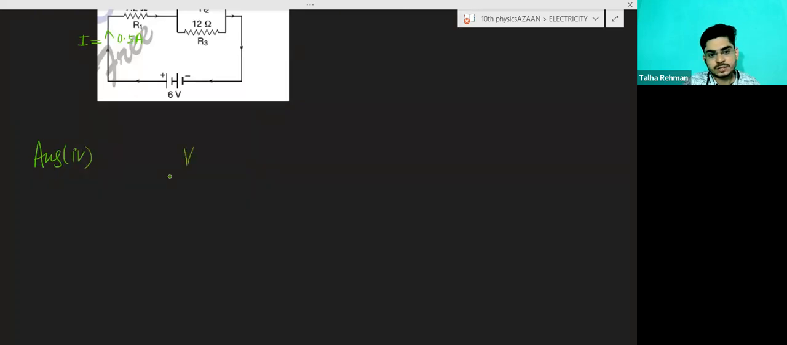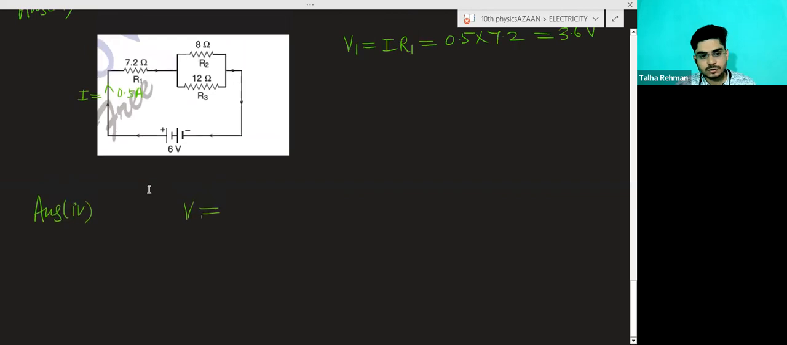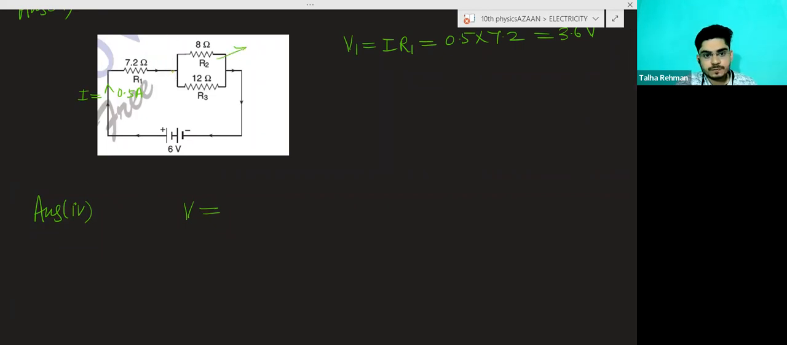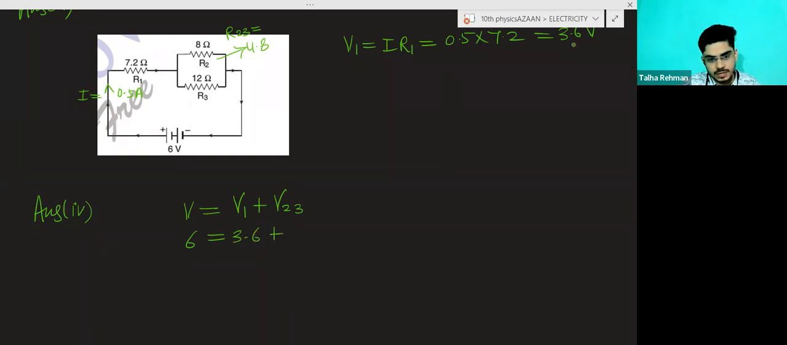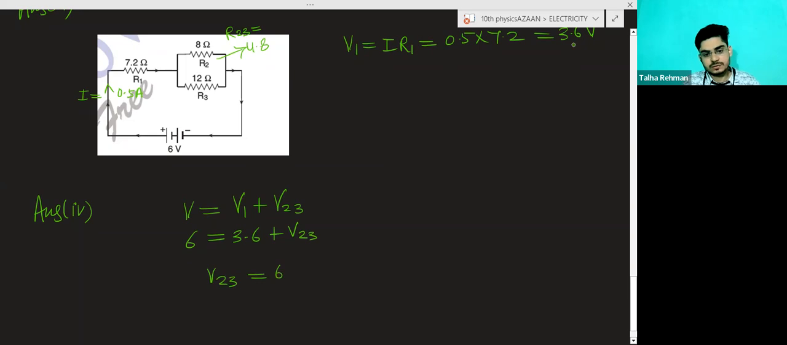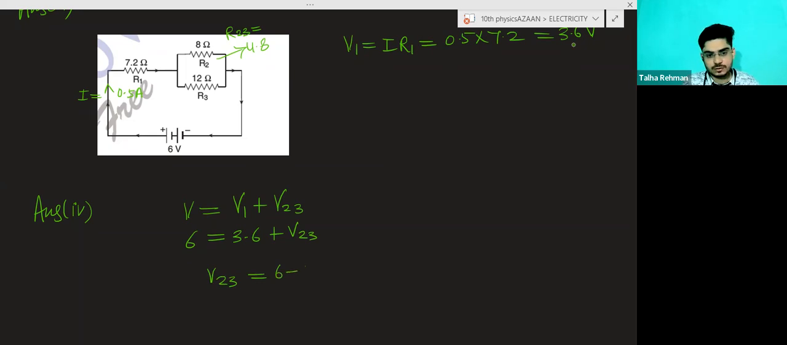So you know that the total voltage is 6 volt. That will be divided across R1 and this whole 4.8 ohm, which means R23. So it will be voltage V1 plus voltage across R23. The total voltage is 6 volt and V1 is 3.6, plus V23. So from here you can find V23. That will be 6 minus 3.6, so you will get 2.4 volt.